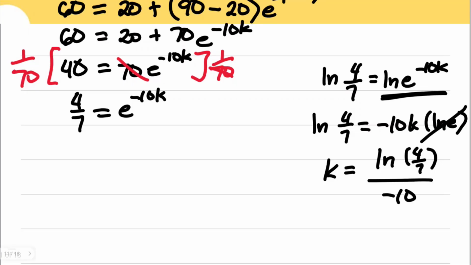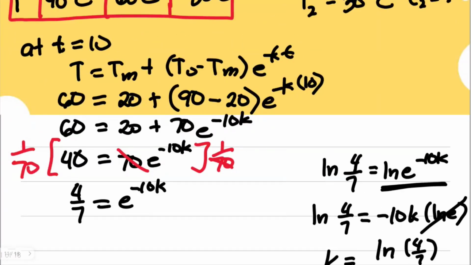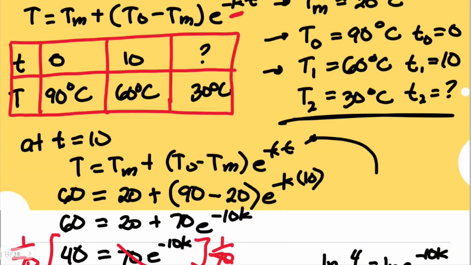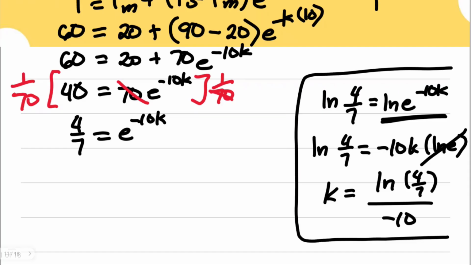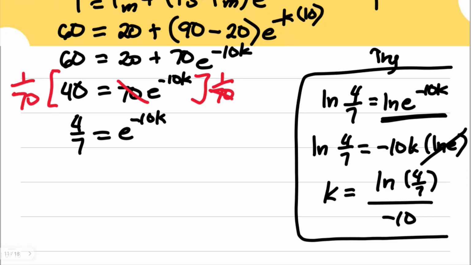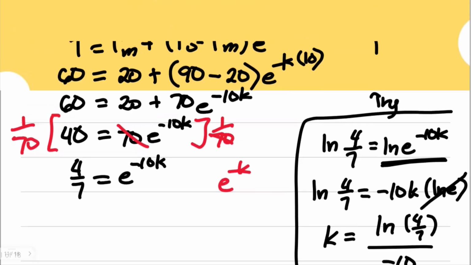Whatever that value is, you're going to plug that into the same formula to identify the value of time for our intended target of the cup of coffee being cooled down to 30 degrees Celsius. However, again, it's okay, you can try this on your own, but this time I would like to stick with solving for e to the power of negative k rather than just k. The reason for that is very simple.